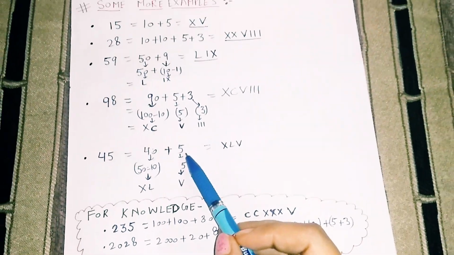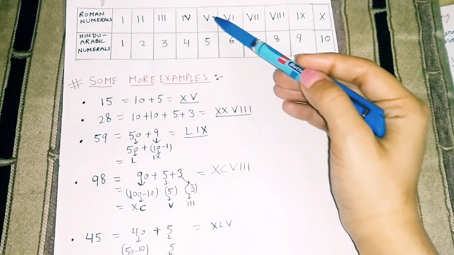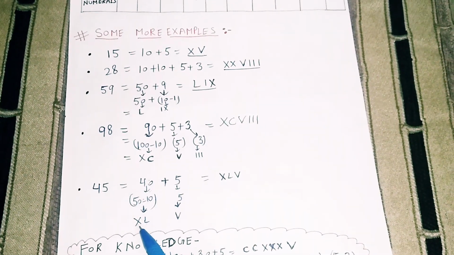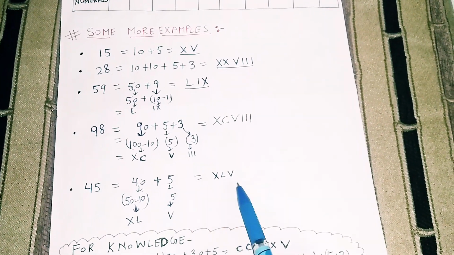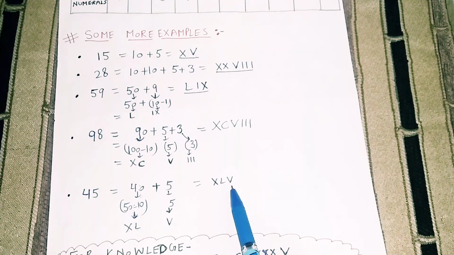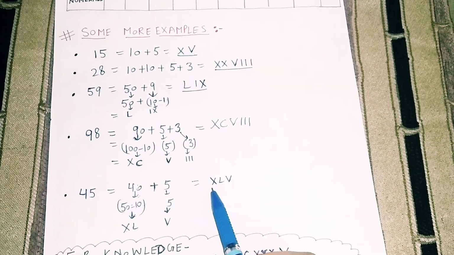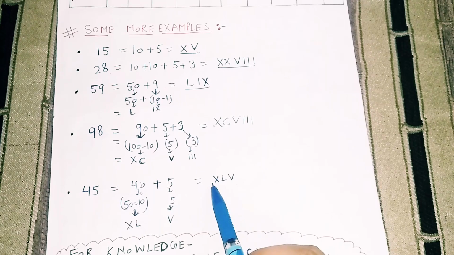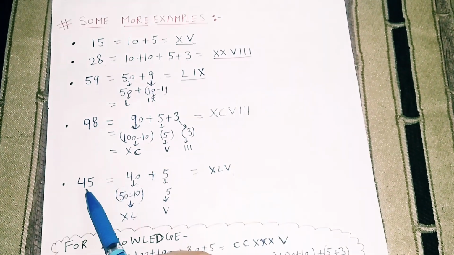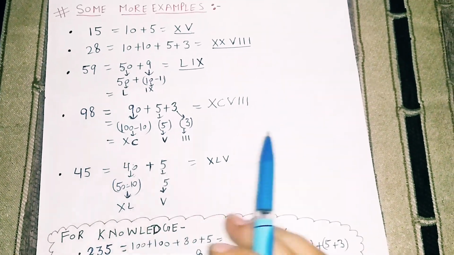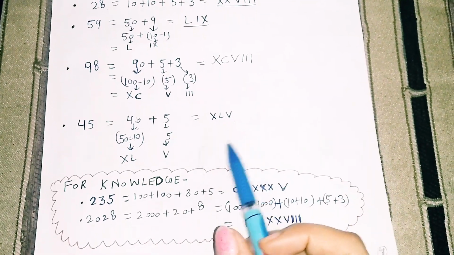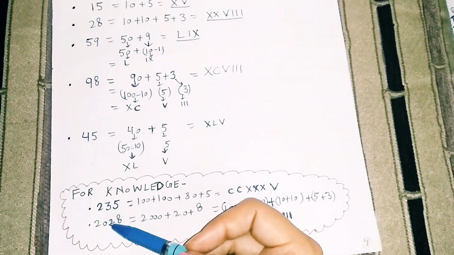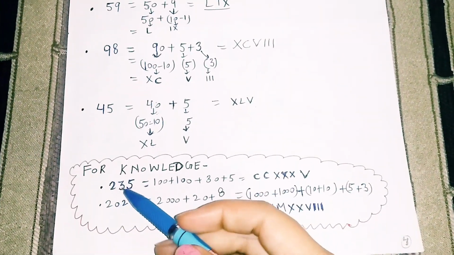And what was the Roman numeral for 5? It was V. That means XLV. Now combine these and write in joint form. It will be XLV. This Roman numeral will represent value 45. Understood? Now for your knowledge, I have written 2 more values if you want to have an idea of these also.